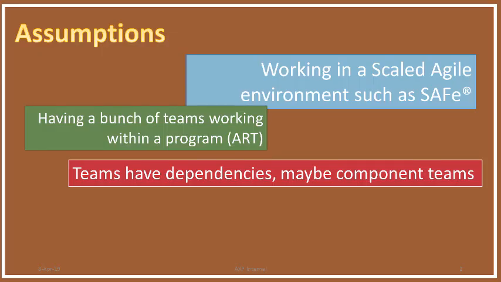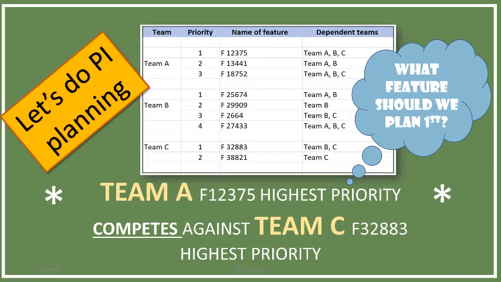Imagine that you are working in a SAFe, Scaled Agile Framework environment, that under that program you have a bunch of teams and you need to set priorities at the feature level for those teams. Those teams may have dependencies between them and they may even be component teams. So one way to do it is to actually, and I've seen this many times, set priorities per team.